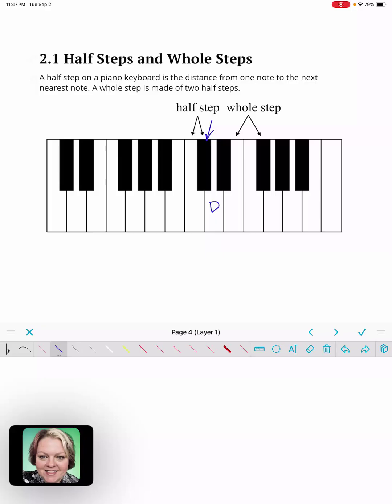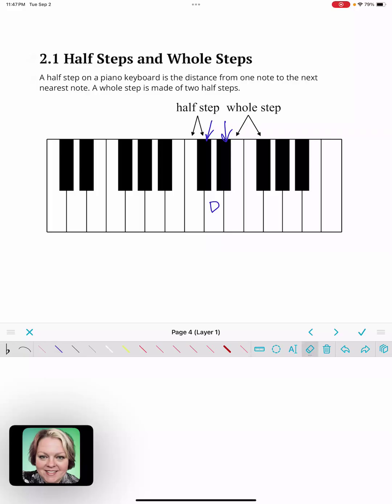Or I might say, actually, no, I changed my mind, go a half step up. And up is always right on the keyboard. So you would go to this key because that's the next key after the D. So literally the next key over, whichever direction you're going, doesn't matter.